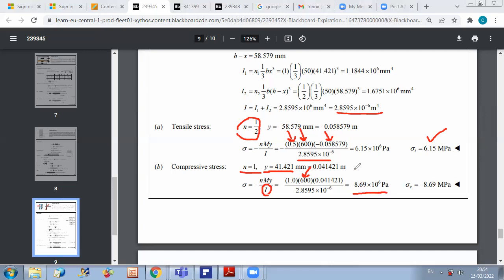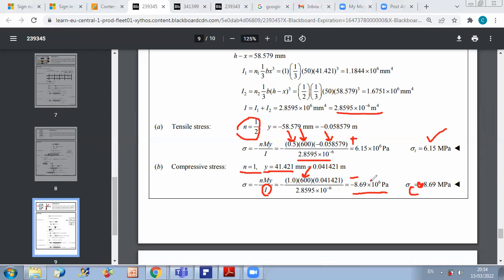Of course, as expected, for the tensile stress I get a positive value, and for the compressive stress I get a negative value. When you put the symbol sigma c, don't put the negative sign. Whenever you have the subscript, this means it's compression, so you just put the absolute value.